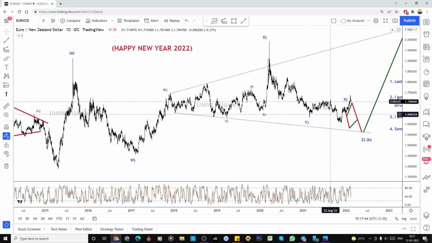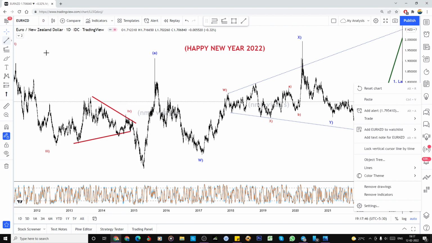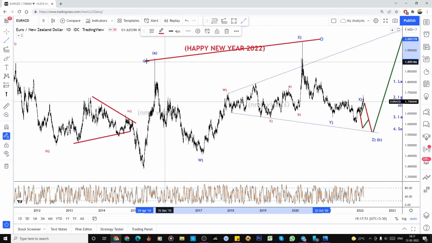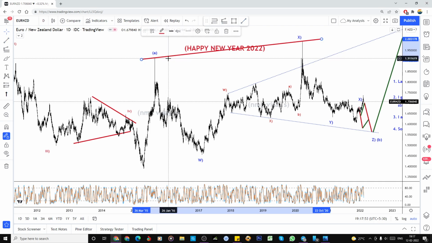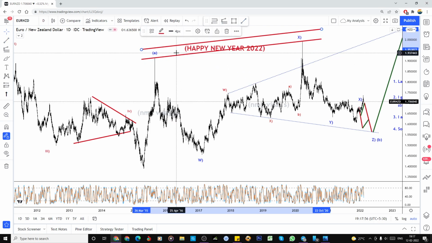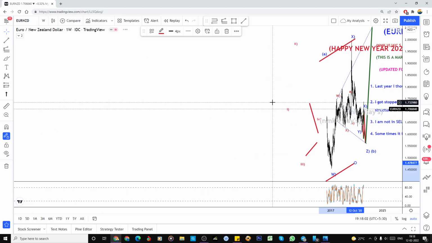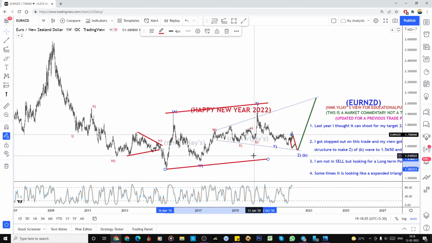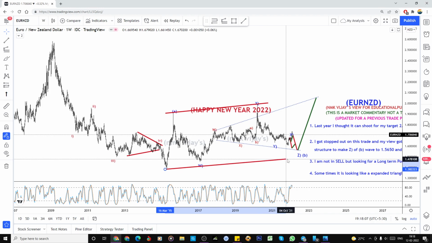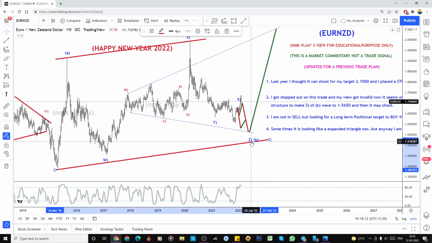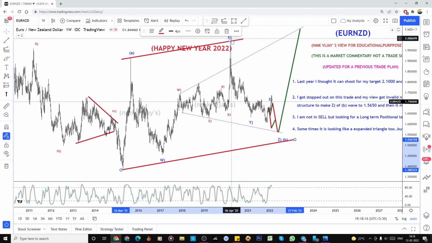So in this Euro New Zealand, I already explained this trend line. Just to clone this and place it here, one second. Yes, there is a chance of reaching here. So now this is the W and this is the X.